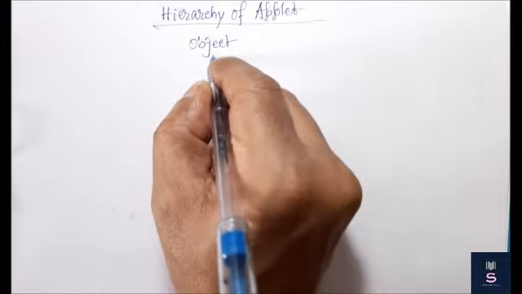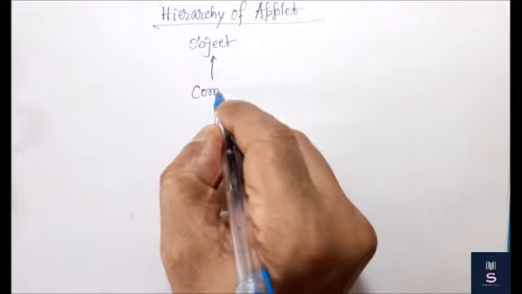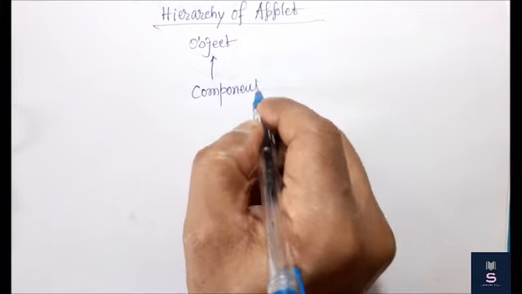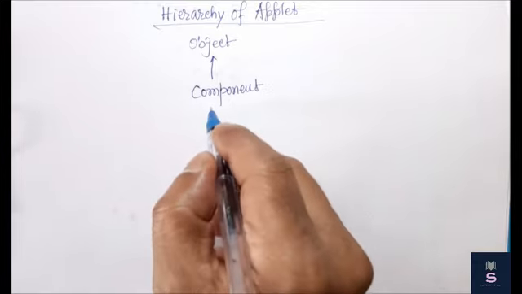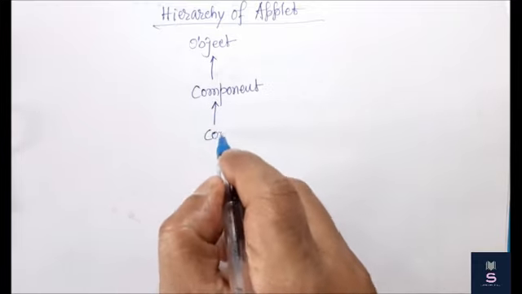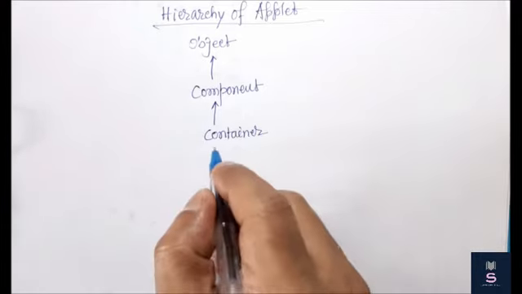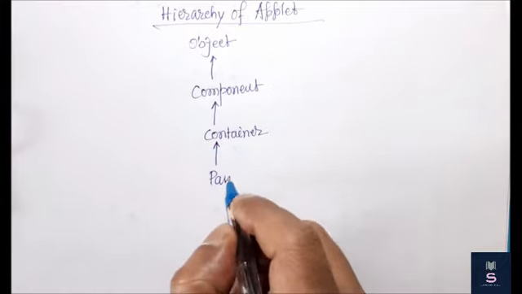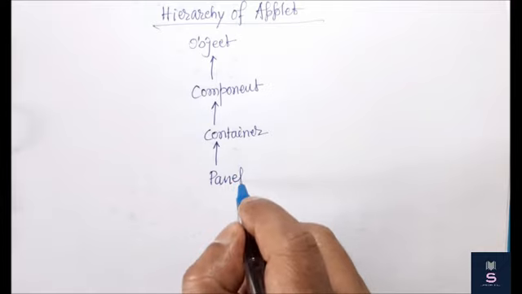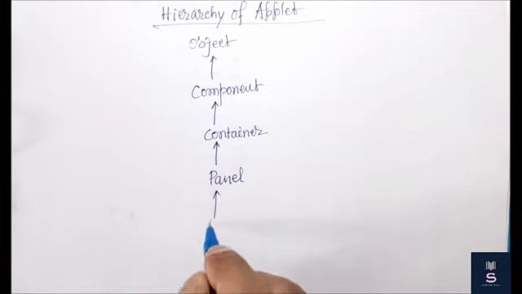So Object is a superclass, and which class extends this superclass? Component class, right? So next is Component, and the subclass of Component class is Container. Container class, and Container class extends Panel class. So Panel is a subclass of Container class, and the superclass of Applet is Panel.